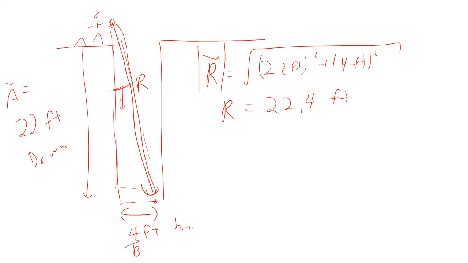Well, we have an angle right here. The angle is going to be the arctangent of 4 feet over 22 feet. So now we do that arctangent, and that comes out to be 10.3 degrees. So we got 22.4 feet, we got 10.3 degrees. So what do we got? We go down, we go over, so we now have here the 10.3 degrees.